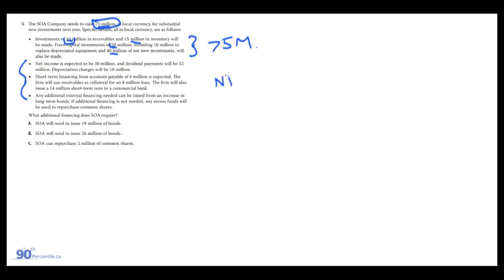So we have net income of 30. I'm going to put plus/minus for the sources. So this is a source of 30 mil. Dividend payments will be 12, so a dividend cash outflow of 12 mil. Depreciation charges will be 10, so we're going to add that back. It's non-cash, so it's a source of cash of 10 mil.